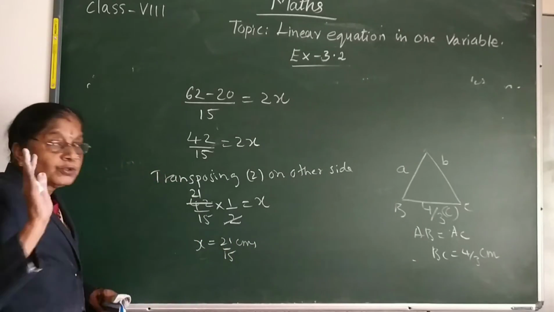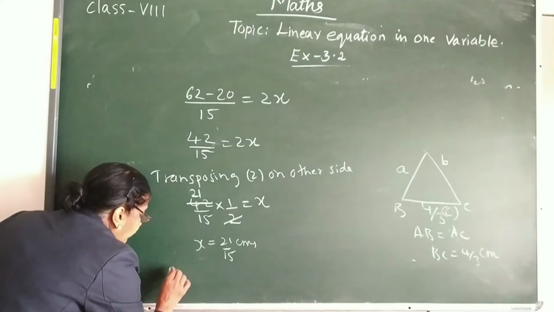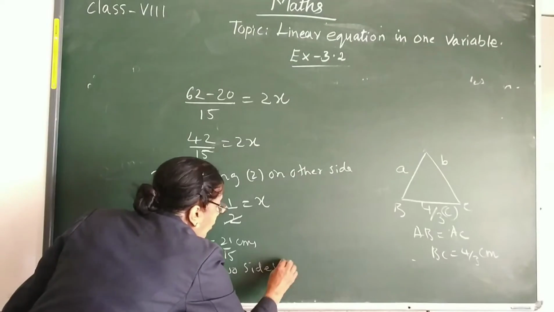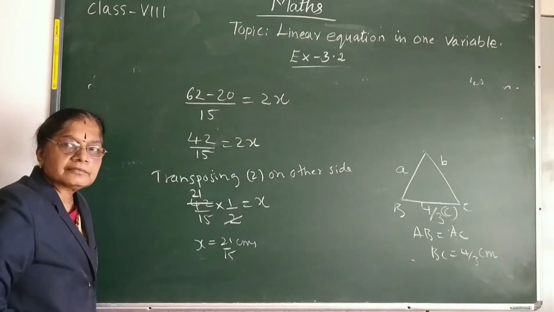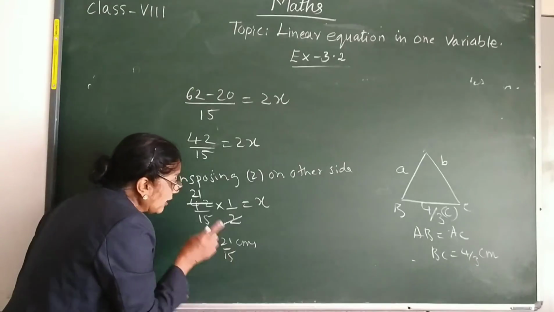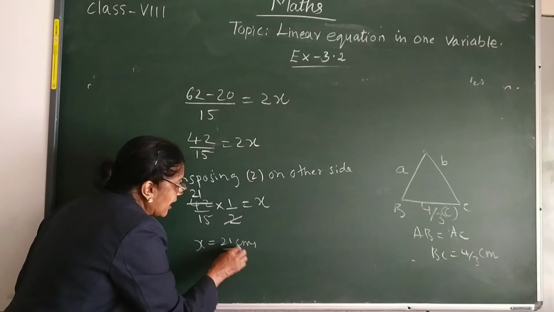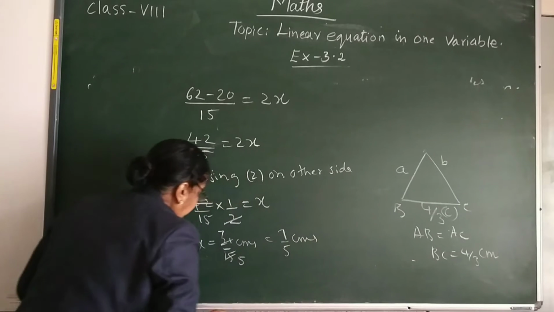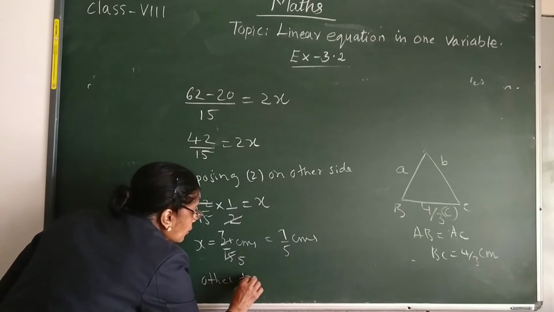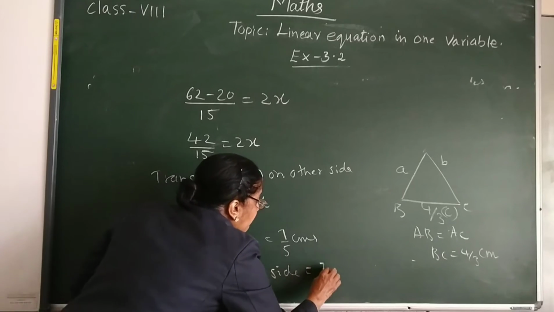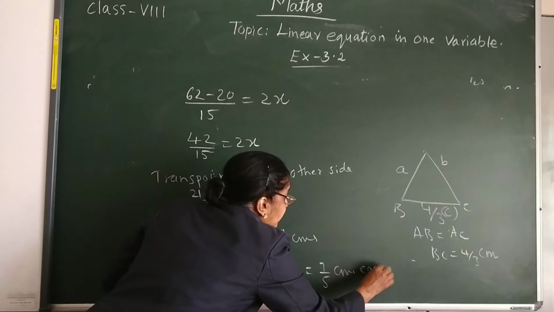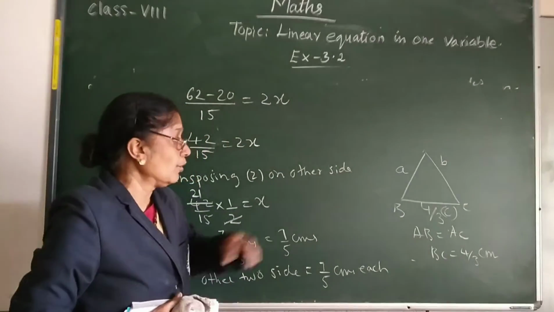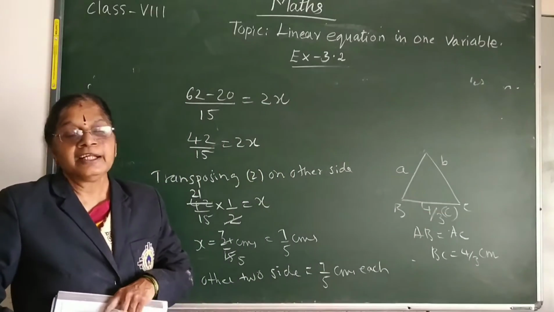That means the other two sides are 21 by 15 centimeters. Further, can you simplify? Will it go by 3? Let us see. Yes. 3 5s are 15, 3 7s are 21. So it is equal to 7 by 5 centimeters. Means the other two sides will become 7 by 5 centimeters each. So each side will be 7 by 5, 7 by 5. It is an isosceles triangle. I told you the two sides are equal in an isosceles triangle. This is how we have to solve this sum.